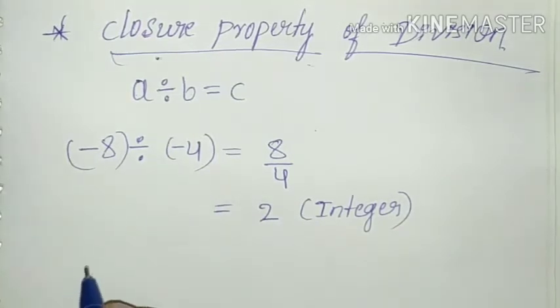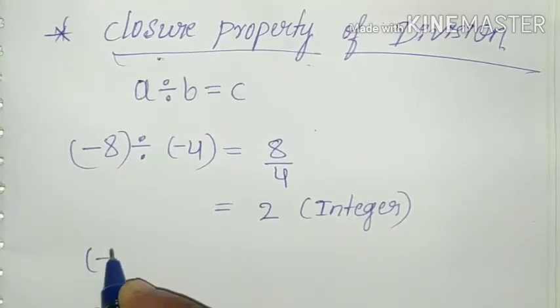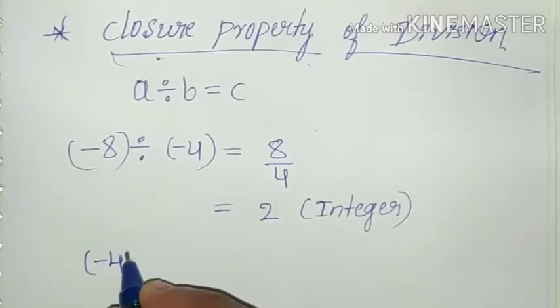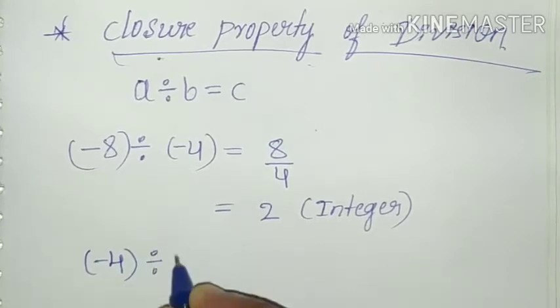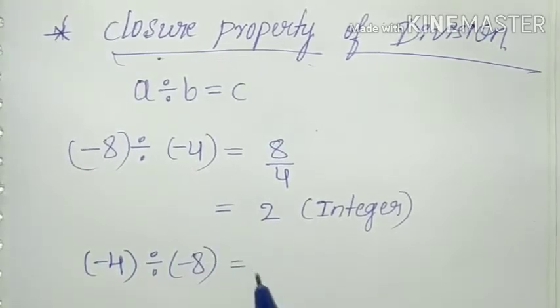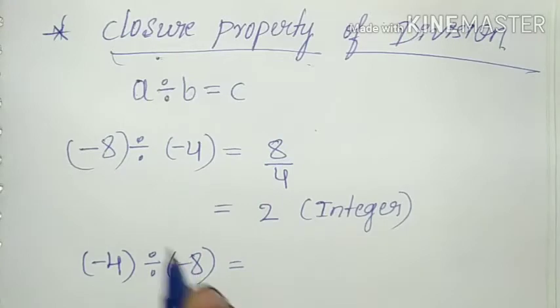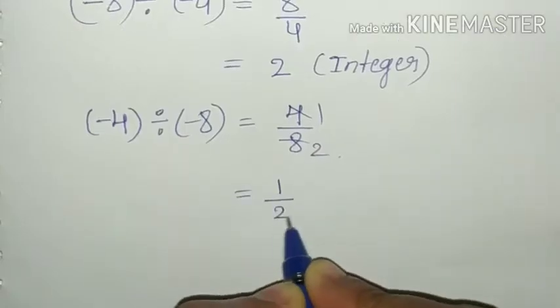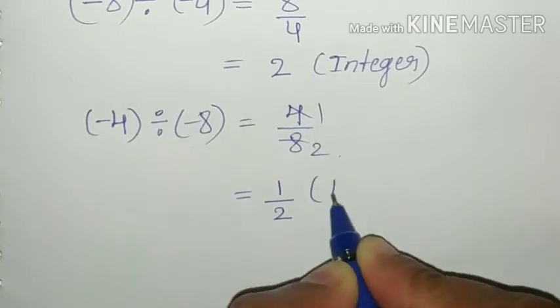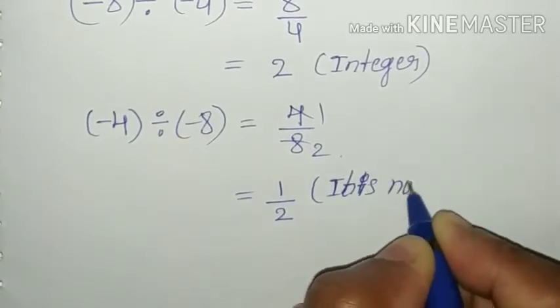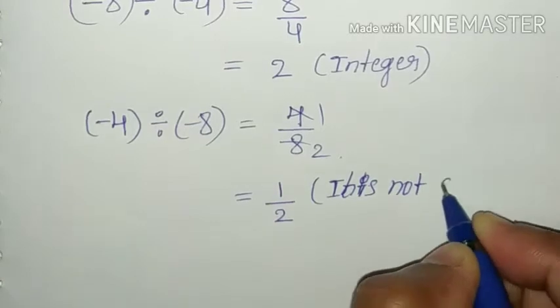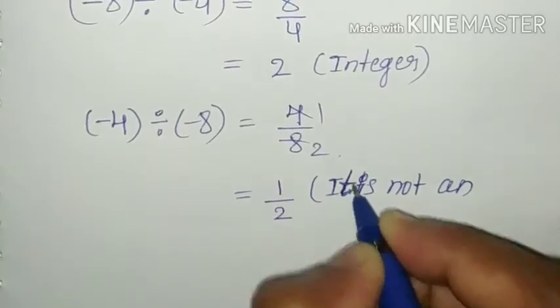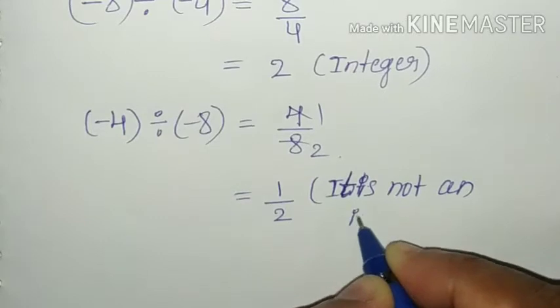I will take another example. I will interchange the numbers. Minus 4 I will write first, divided by minus 8. So 4 by 8. 4 ones are 4, 4 twos are 8. 1 by 2. 1 by 2 is not an integer, right? It is not an integer.